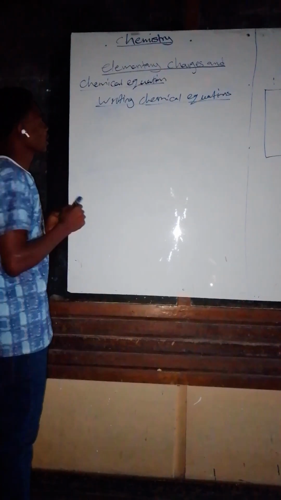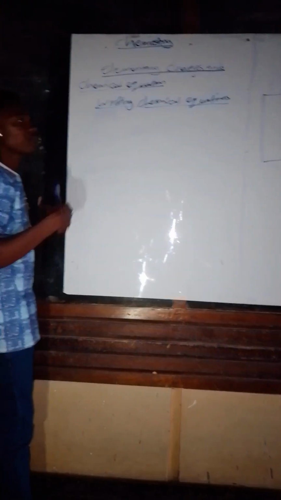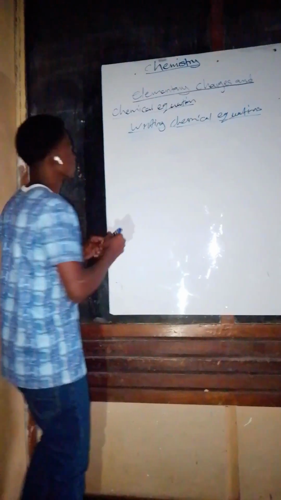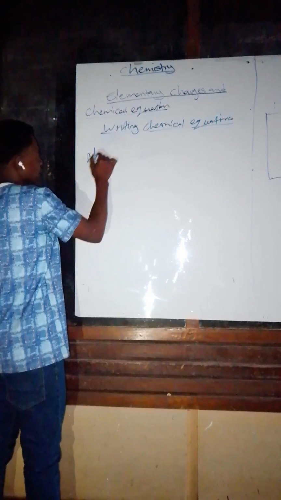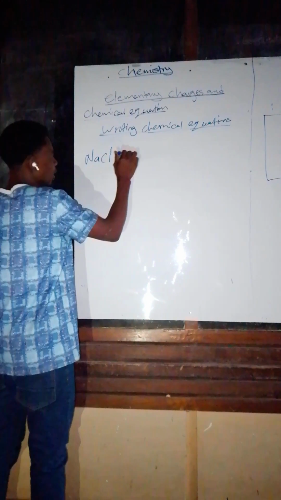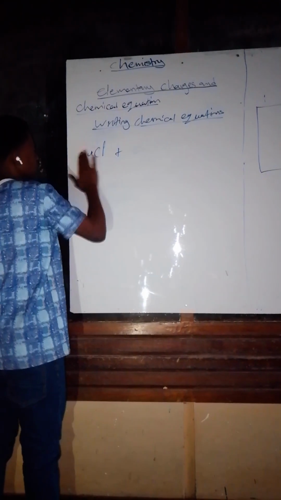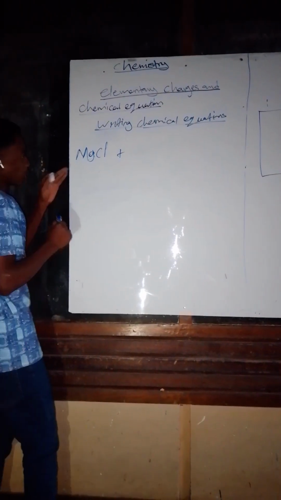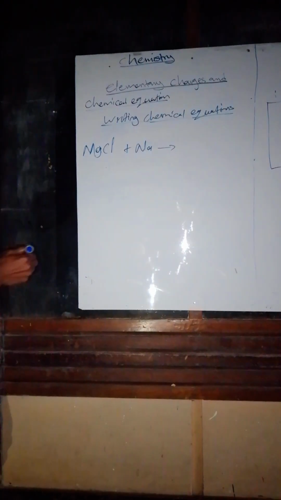Now, we might have a question like this one, where we have a compound. As you know, a compound is a combination of elements. Like that one, lithium chloride is a compound. Now, suppose we have a reaction like this one. Sodium chloride reacts with, okay, I'll say magnesium chloride. Magnesium chloride reacts with the sodium metal to produce sodium chloride and magnesium metal.